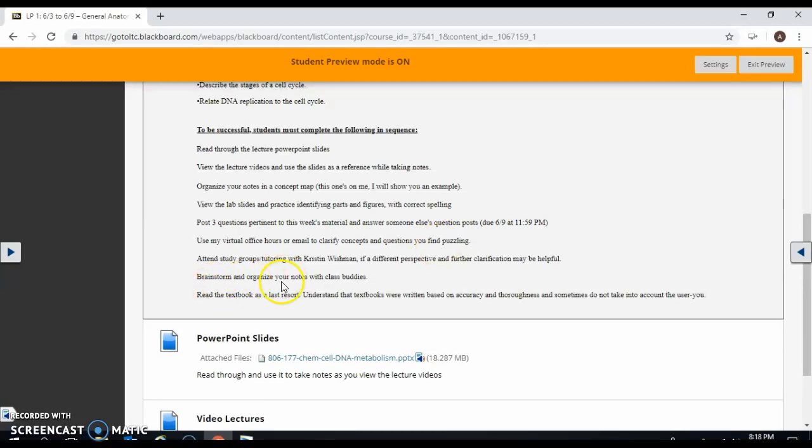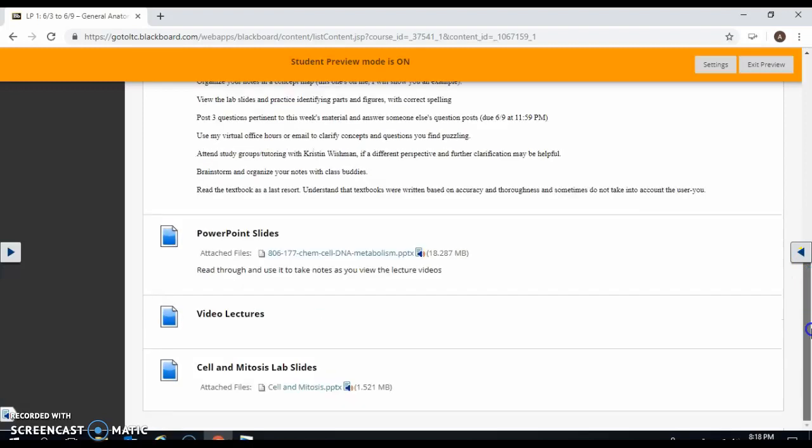Okay. Always have a class buddy. Organize your notes. Now here's the deal. Read the textbook as a last resort. If you study the book when you are confused, you are going to get more confused. Again, PowerPoint slides, video lectures, cell and mitosis lab slides. Again, this is what your anatomy quiz 1 is going to be based on.